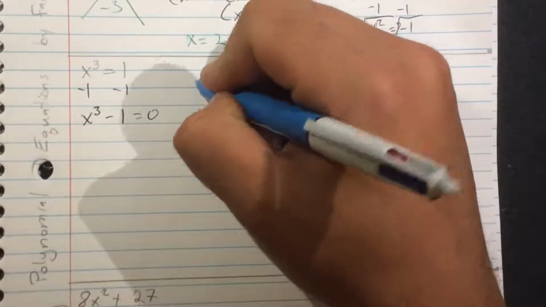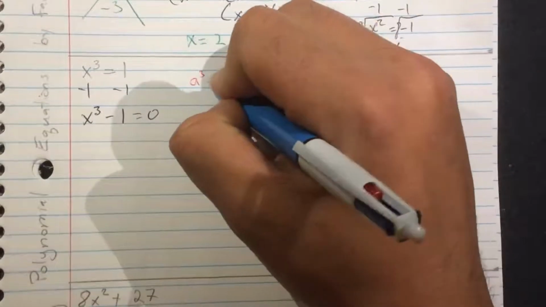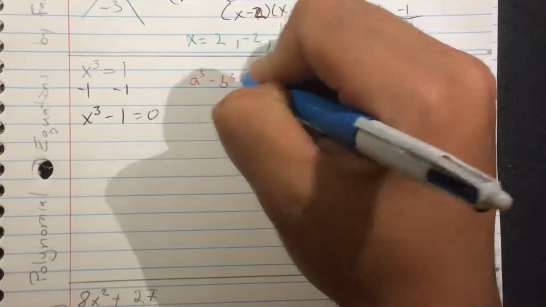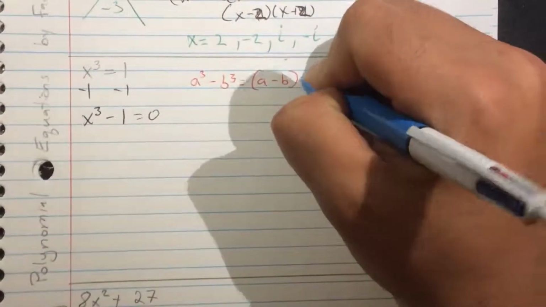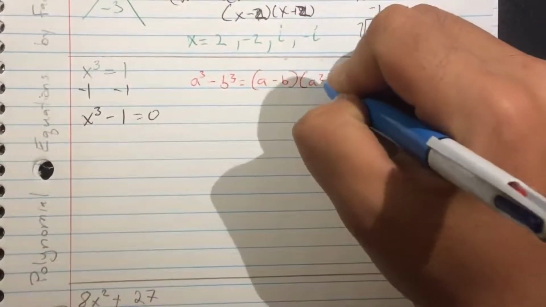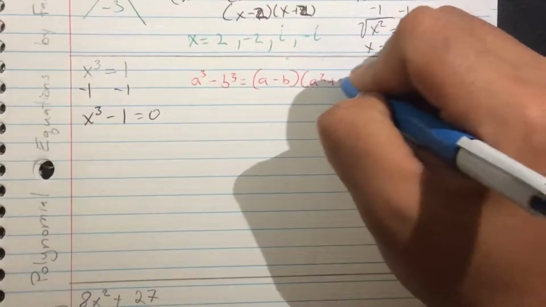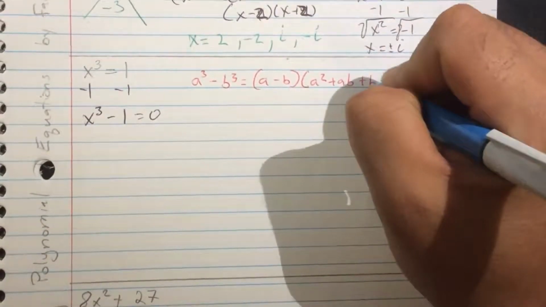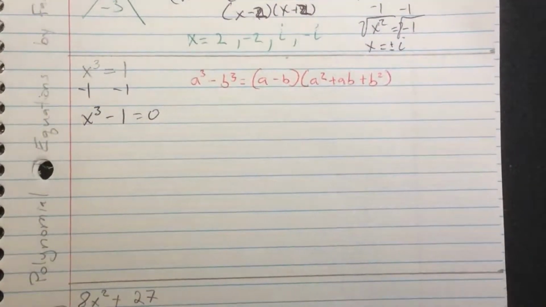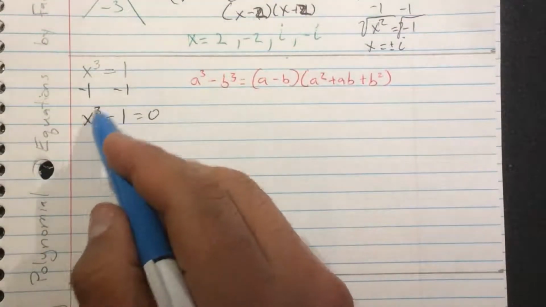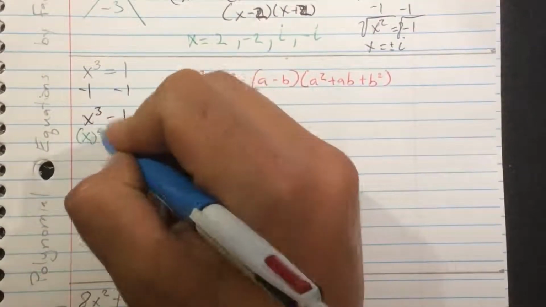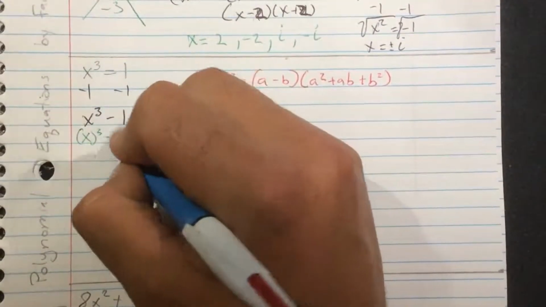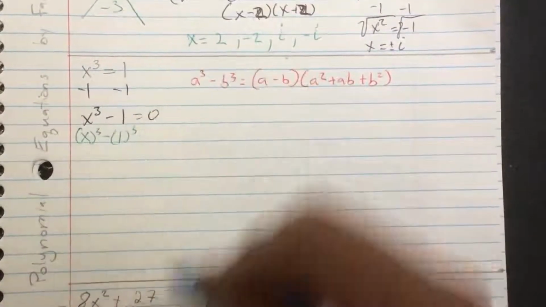So I'll write it up here again: a cubed minus b cubed is equal to (a minus b) times (a squared plus ab plus b squared). The first thing we have to do is establish our a and our b. For this one, our a is pretty simple. Our a is going to be x, cubed. And our b is just going to be 1 cubed.